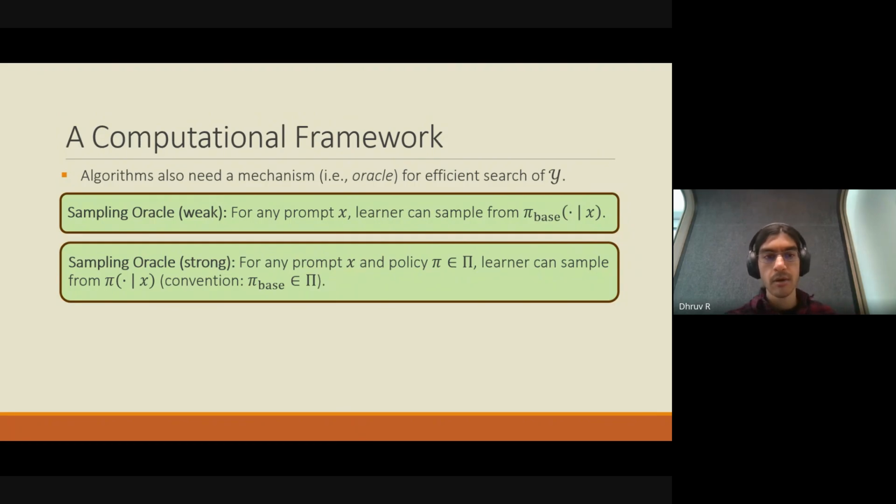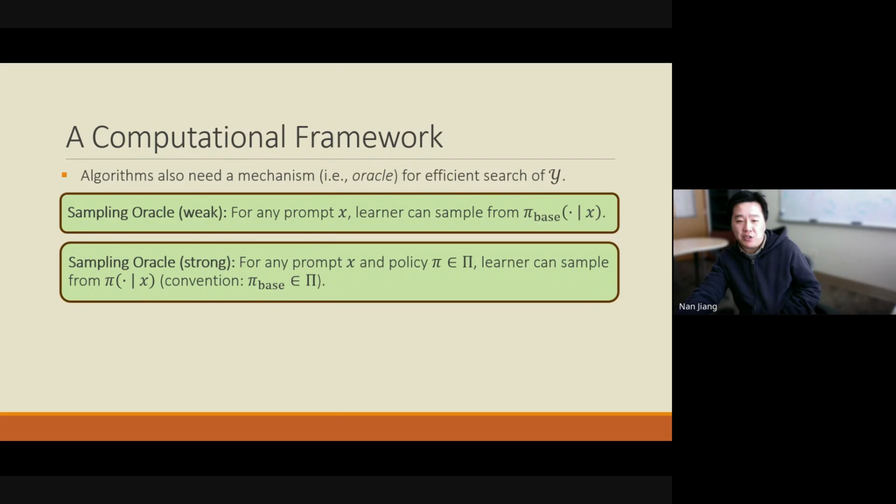The strong sampling oracle, which is a bit more subtle, is saying that for any prompt x and for any policy pi, you can sample from that policy pi conditioned on the prompt x. And we'll assume that the base model lies in the policy class, so this one indeed supersedes the weak sampling oracle. Also here, the policy pi that you're sampling from really shouldn't be arbitrary, but something that you can efficiently construct from your algorithm, right?